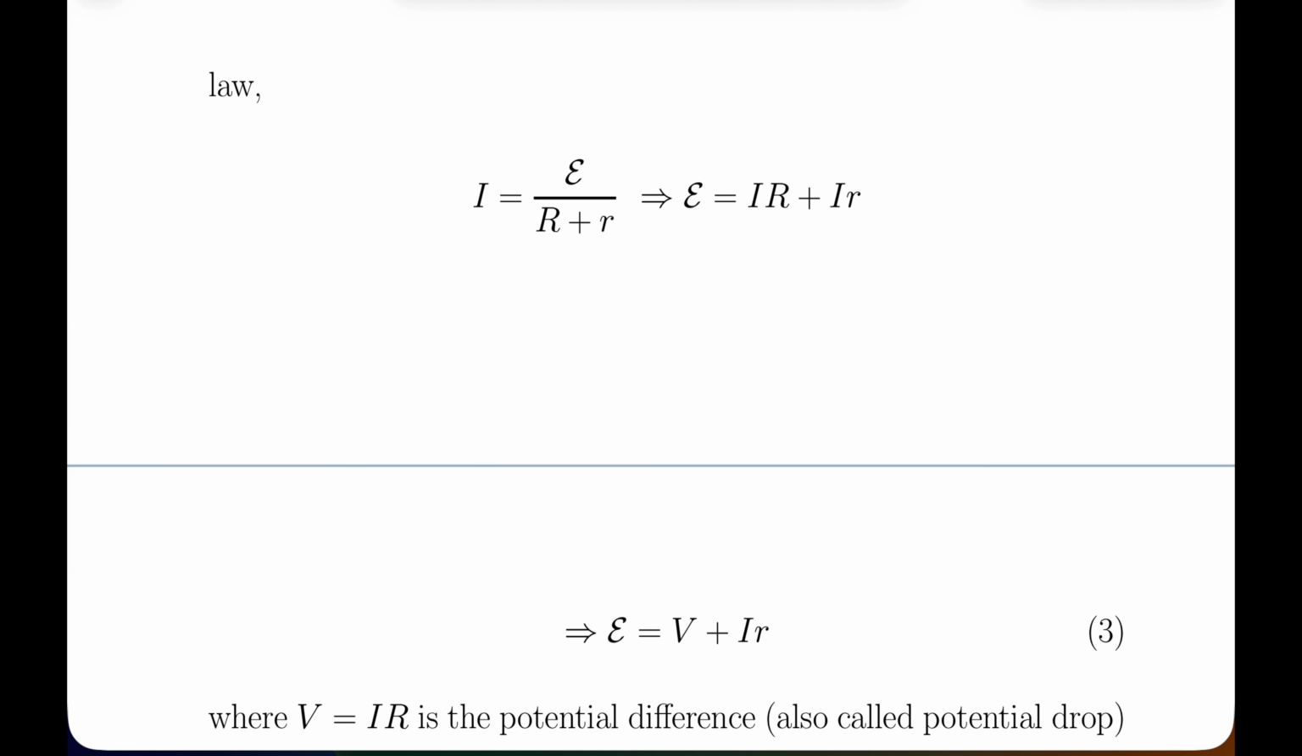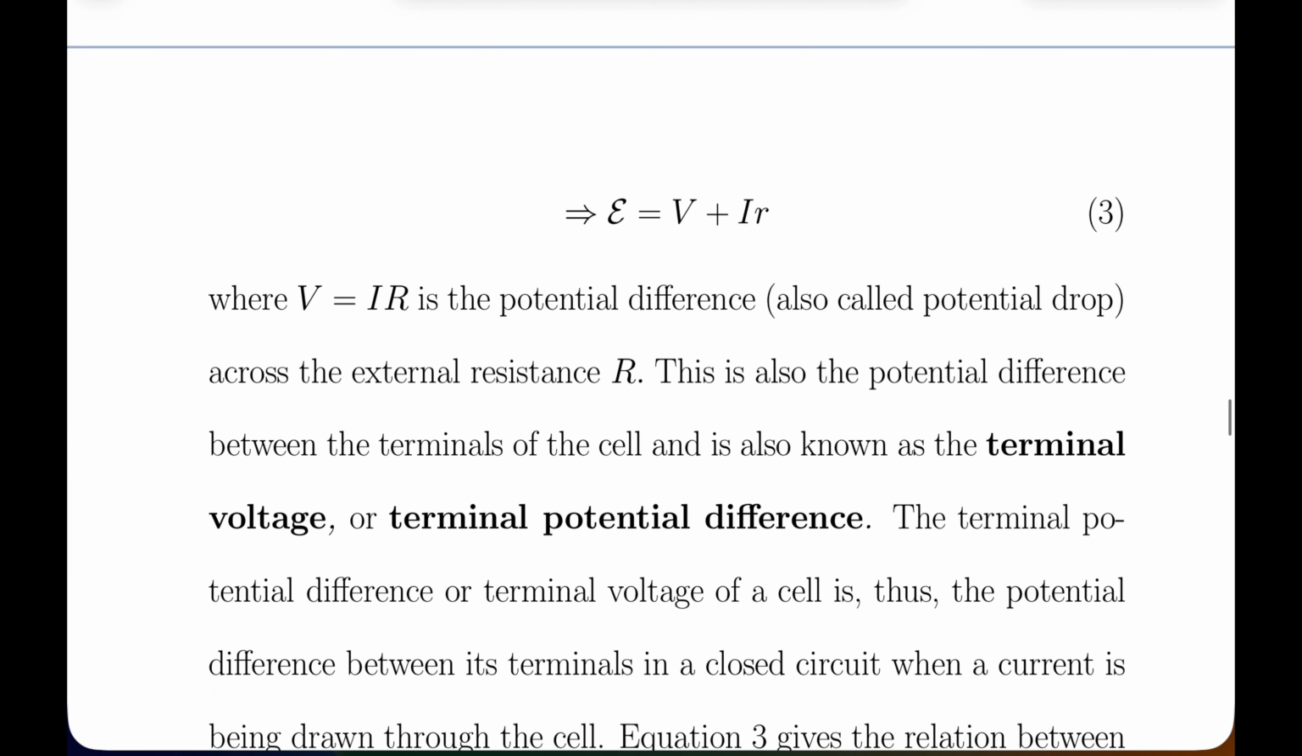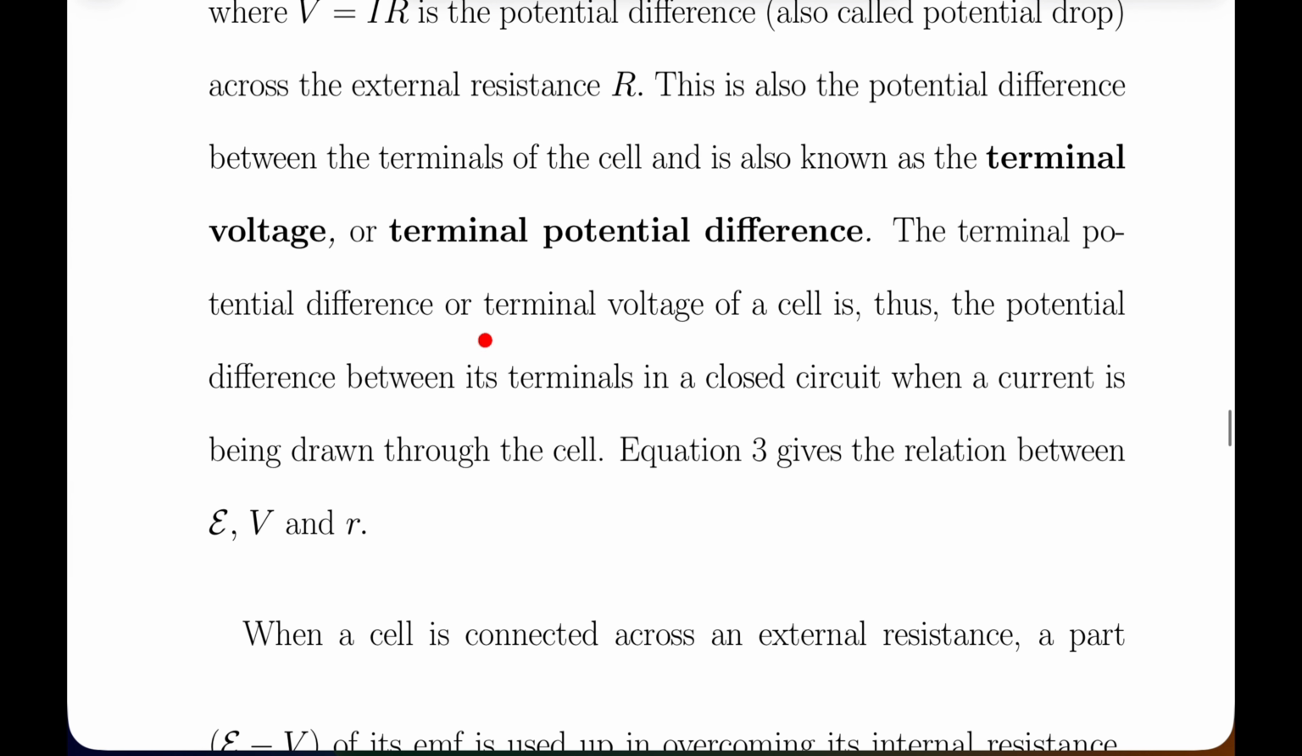Or we can write E equal to V plus Ir, where V equal to IR is the potential difference, also called the potential drop, across the external resistance R. This is also the potential difference between the terminals of the cell, and this is also known as terminal voltage or terminal potential difference. The terminal potential difference or terminal voltage of a cell is thus the potential difference between its terminals in a closed circuit when a current is being drawn through the cell. Equation 3 gives you the relationship between E, V and r.